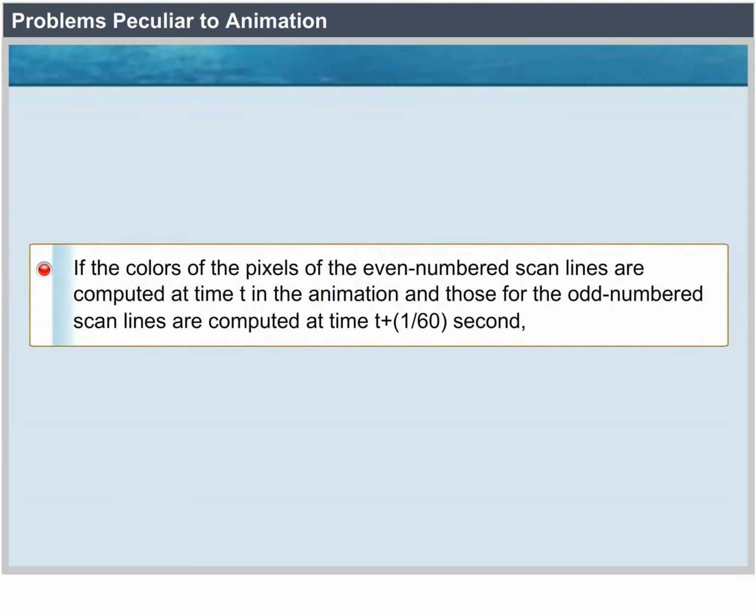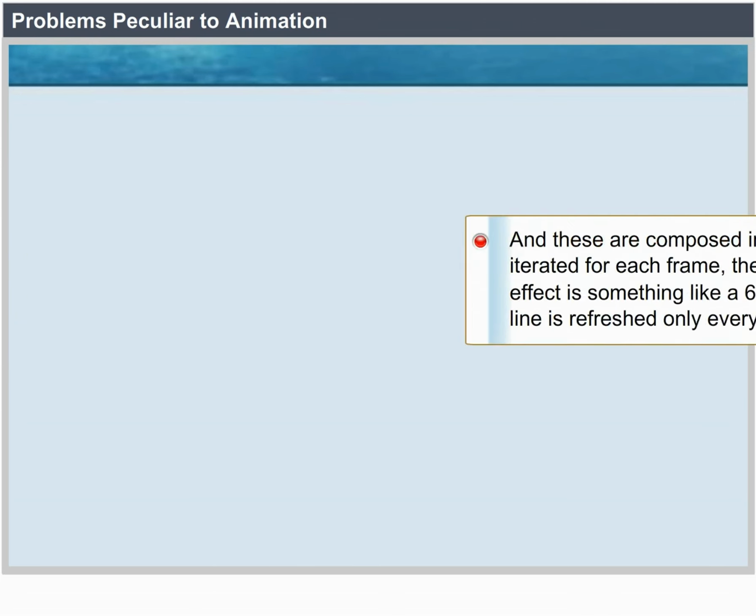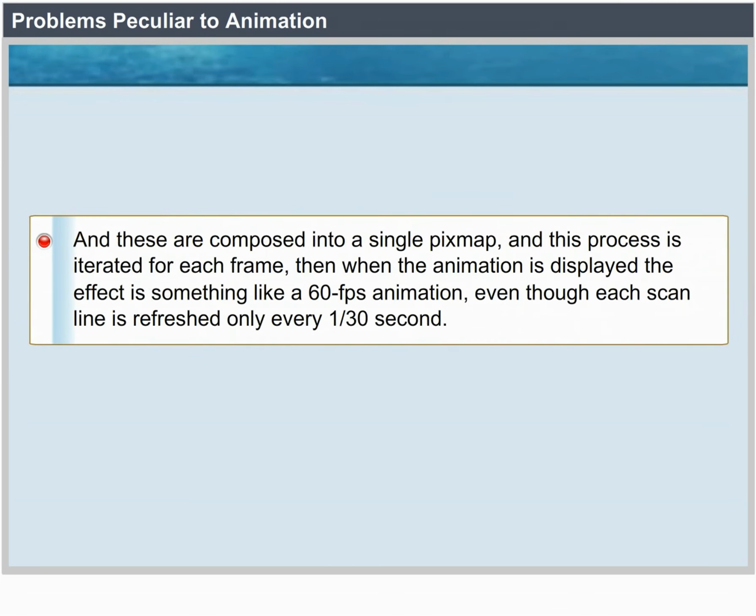If the colors of the pixels of the even-numbered scan lines are computed at time t in the animation, and those for the odd-numbered scan lines are computed at time t plus 1/60 second, and these are composed into a single pixmap, and this process is iterated for each frame, then when the animation is displayed, the effect is something like a 60 fps animation, even though each scan line is refreshed only every 1/30th of a second.